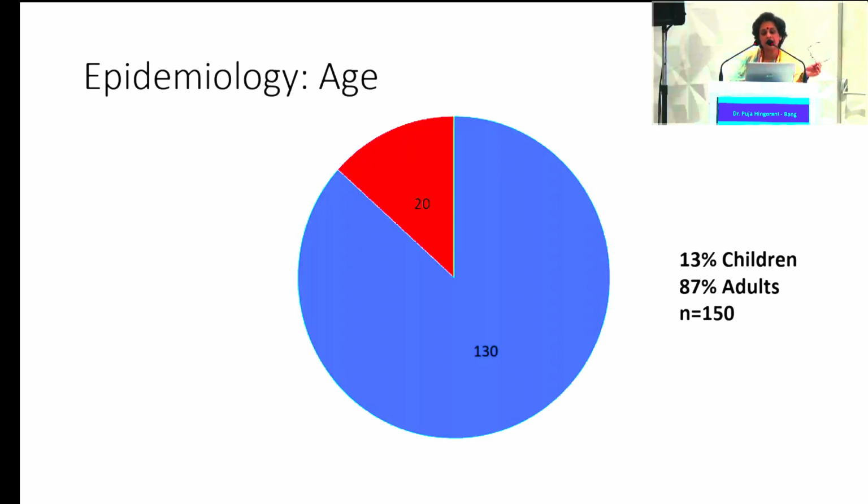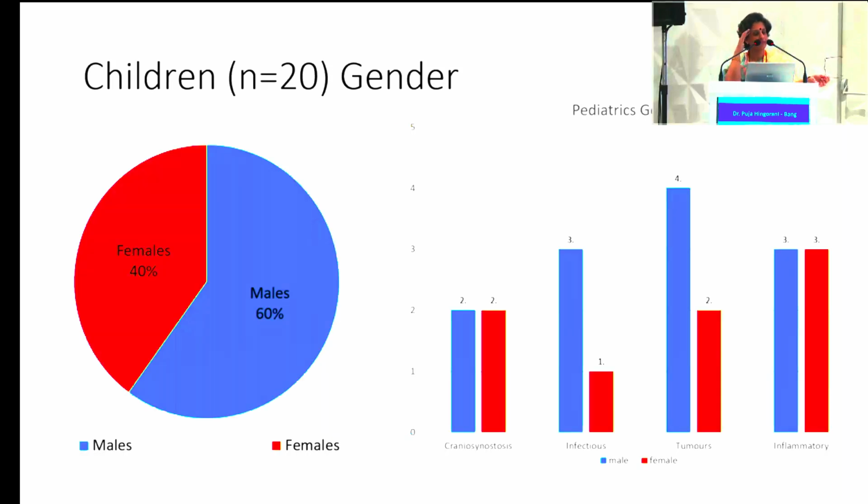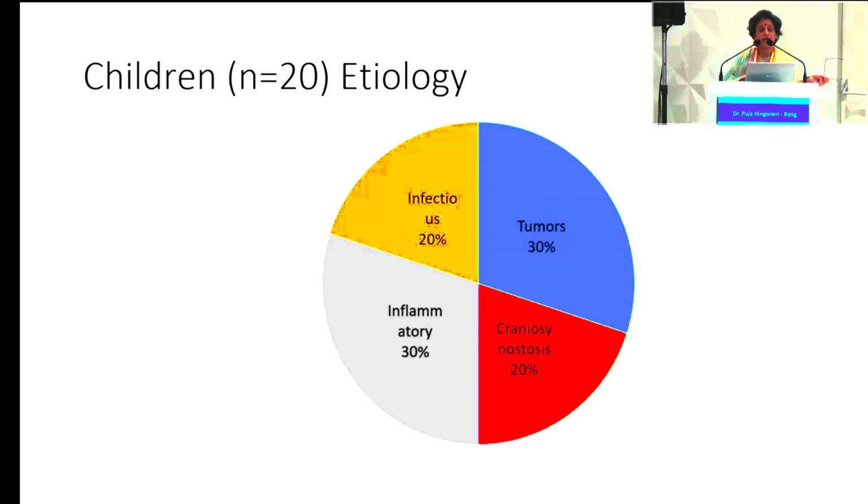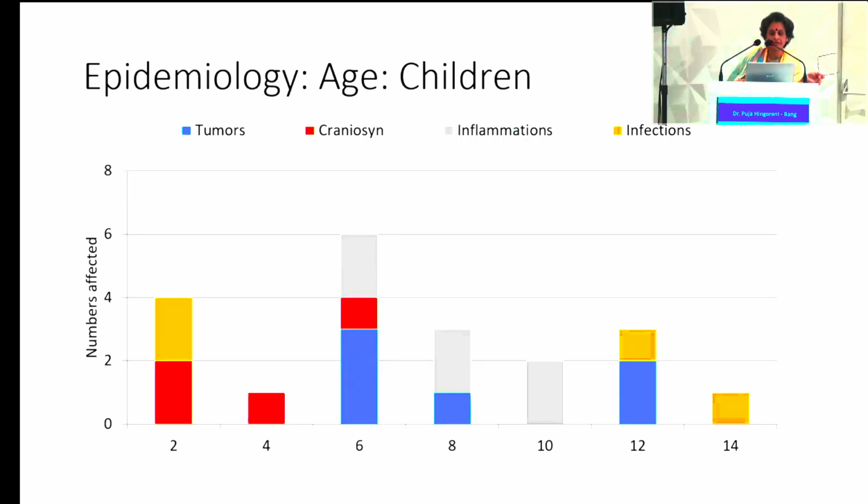So we saw that among the 150, we had 20 in the pediatric age group, the remaining in the adult age group. Among those in pediatrics, the majority were males. Amongst the males and females, there was almost an equal distribution in craniosynostosis and inflammatory disorders, a slight male predilection for infections and tumors. But as you can see, a significant amount of the pediatric population also showed tumors as the cause. And of course, the others were inflammatory, infectious, and craniosynostosis. These are the predominant causes where pediatric papilledema is concerned.